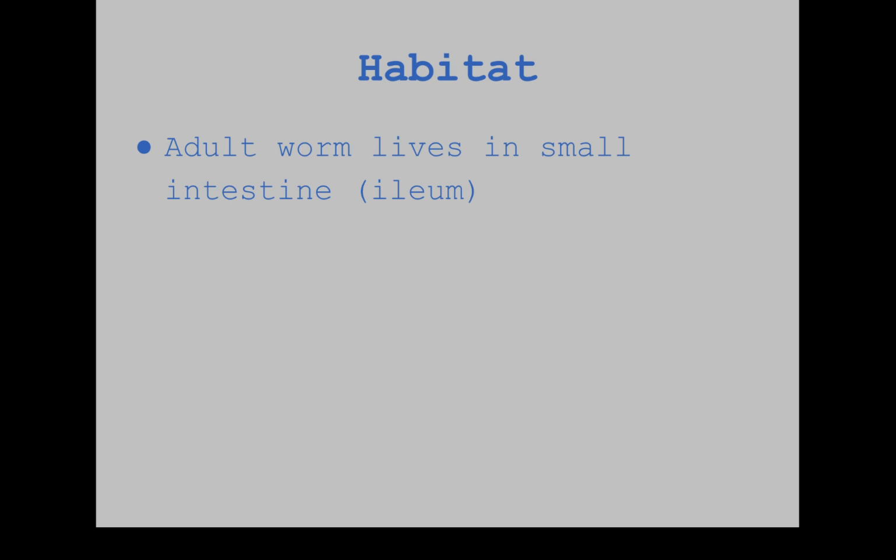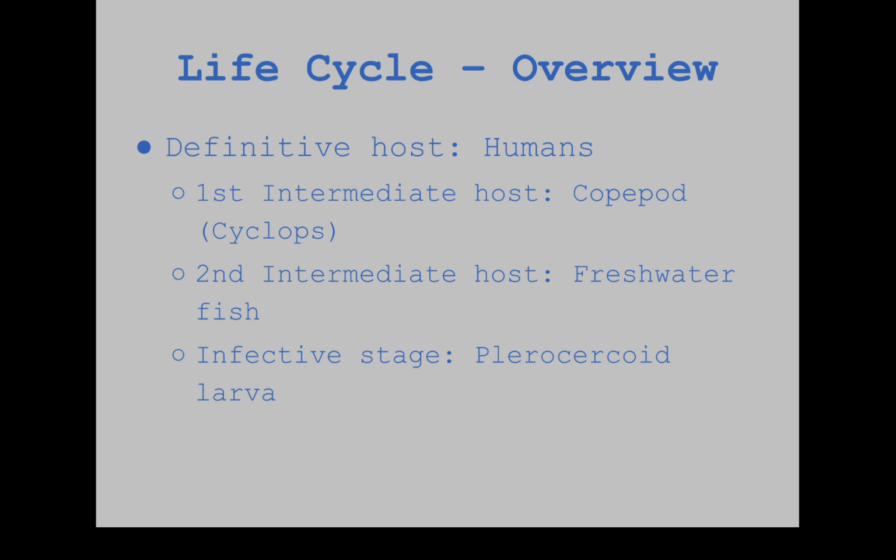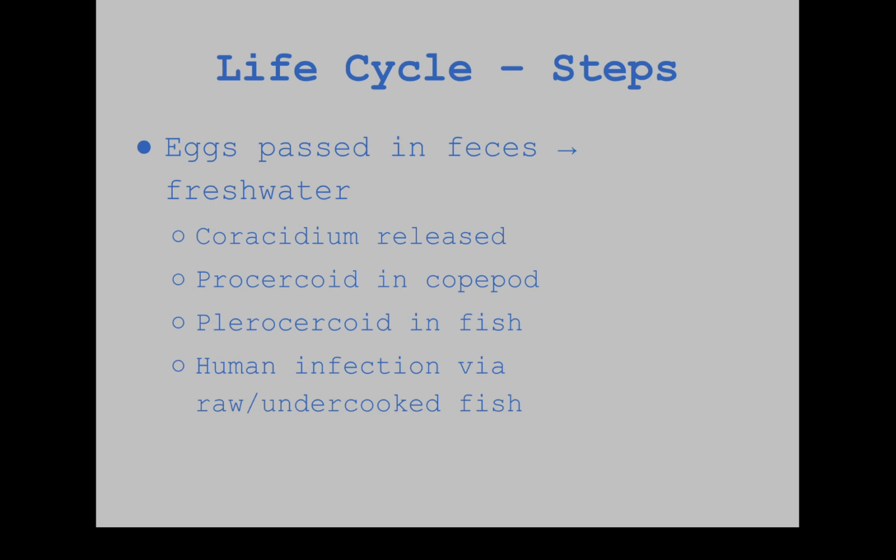The habitat of Diphyllobothrium latum is the human small intestine. It lives in the ileum of humans. Coming to the life cycle, it has 3 hosts. The definitive host is human, and it has 2 intermediate hosts. The first intermediate host is cyclops, and the second intermediate host is freshwater fish, and the infective stage is plerocercoid larva.